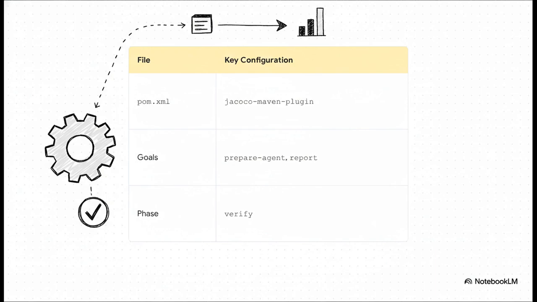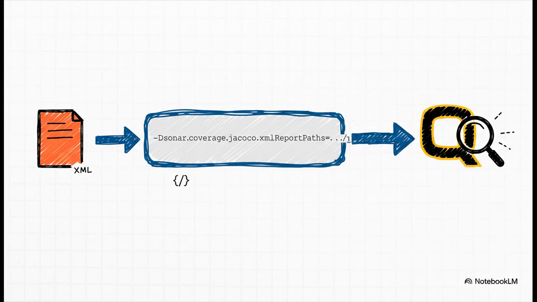The real trick is to hook its goals into the verify phase. That way, every time you run mvn verify, it automatically generates that coverage report for you. It's a total set-it-and-forget-it deal. And once Maven makes that report, you just pass this little property to the Sonar scanner when it runs. This one line is all it takes to say, hey, Sonar, the report you're looking for is right over here.